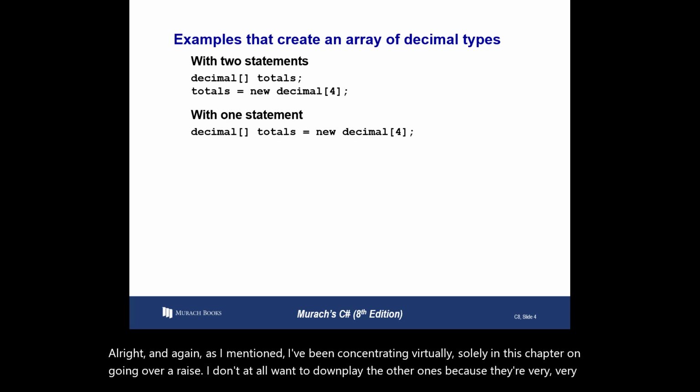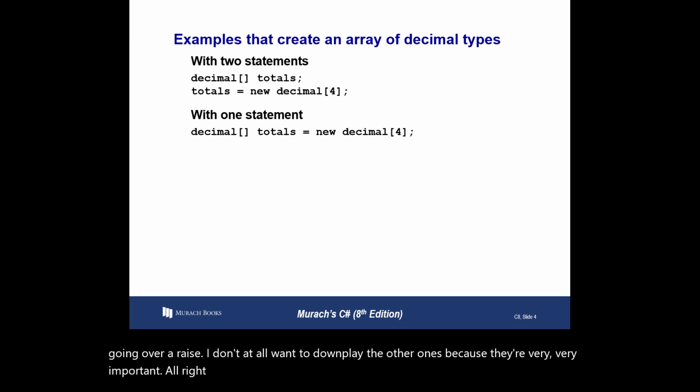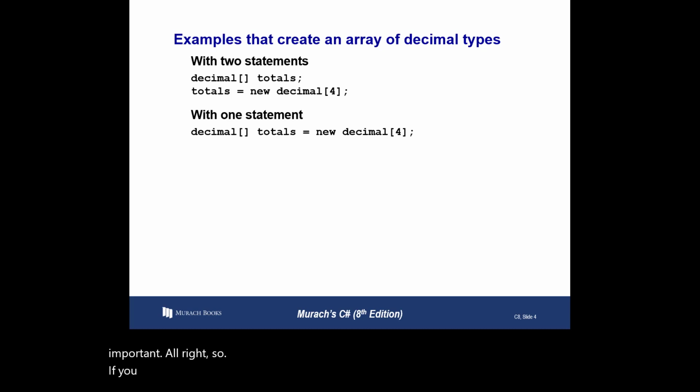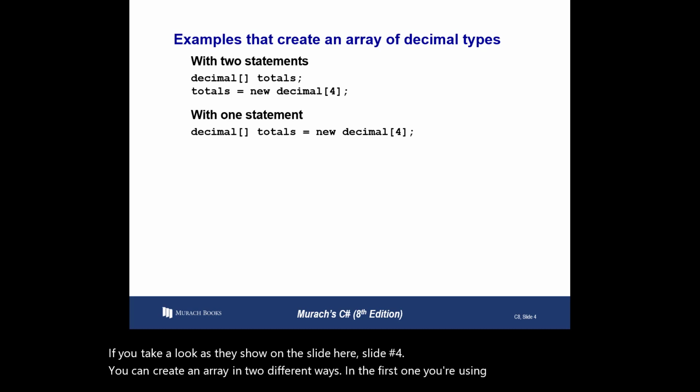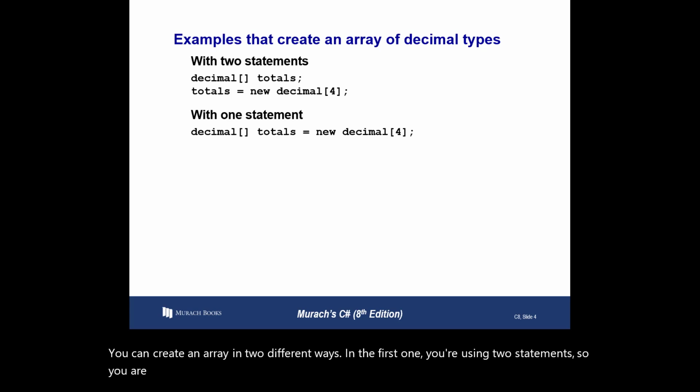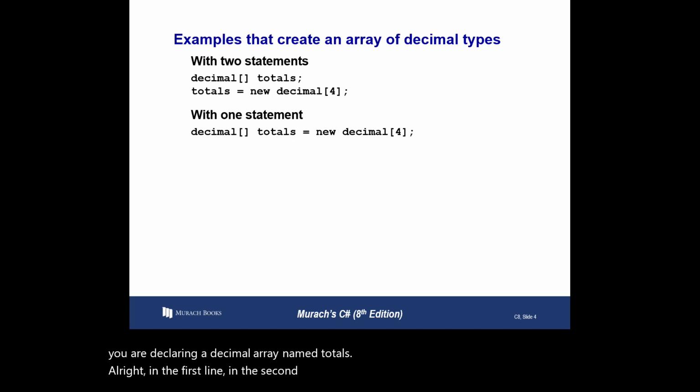All right. So if you take a look as they show on the slide here, slide number 4, you can create an array in 2 different ways. In the first one, you're using 2 statements. So you are declaring a decimal array named totals in the first line, and in the second line, you're initializing that array to hold 4 decimal values. In the second one, you're doing it all in one statement.